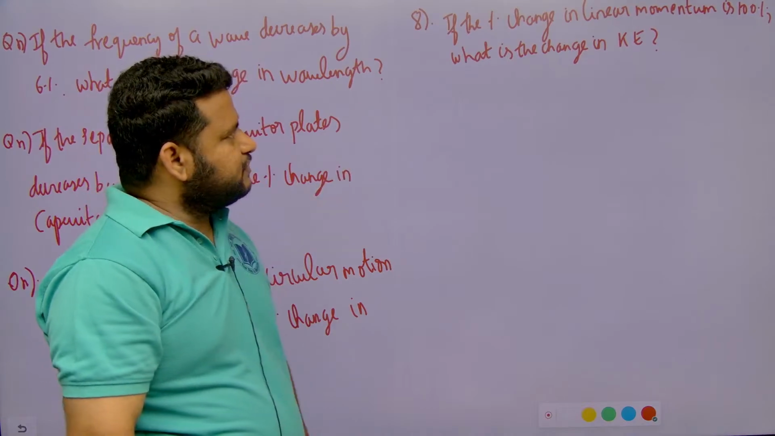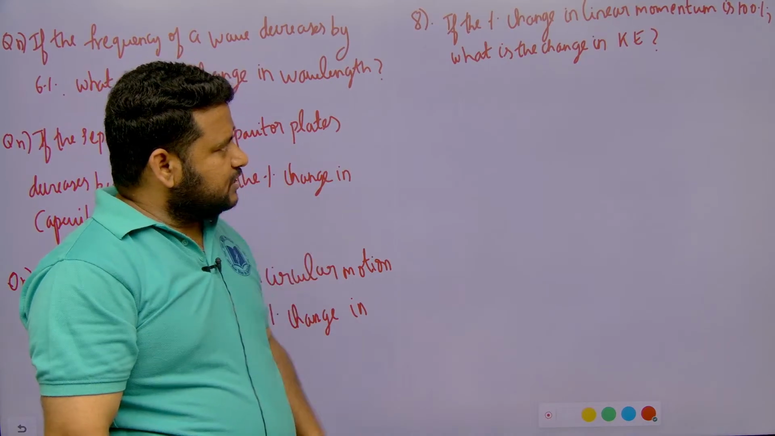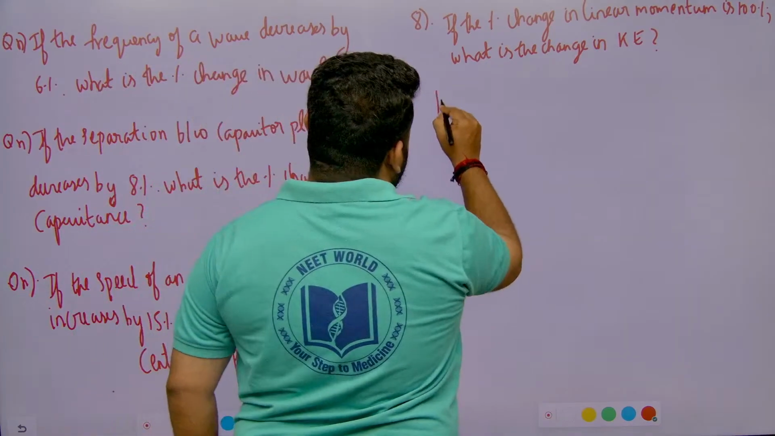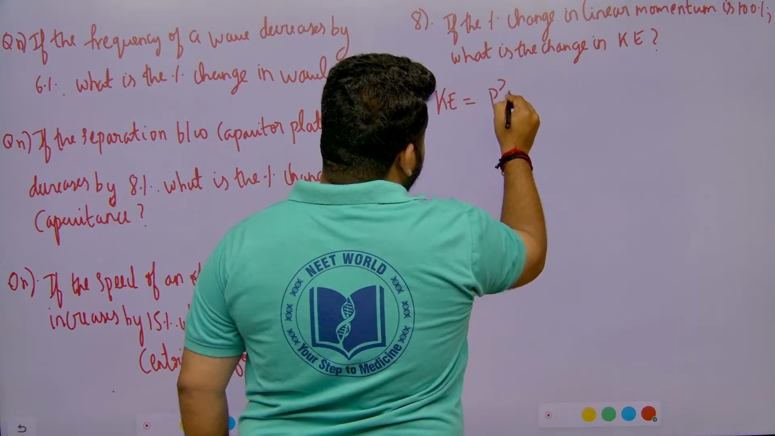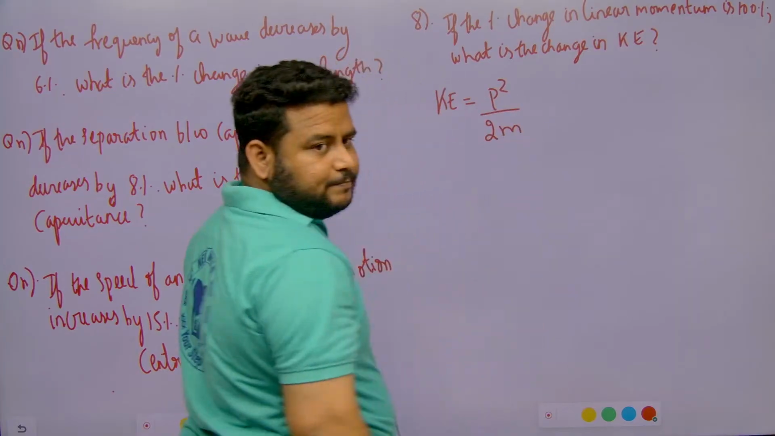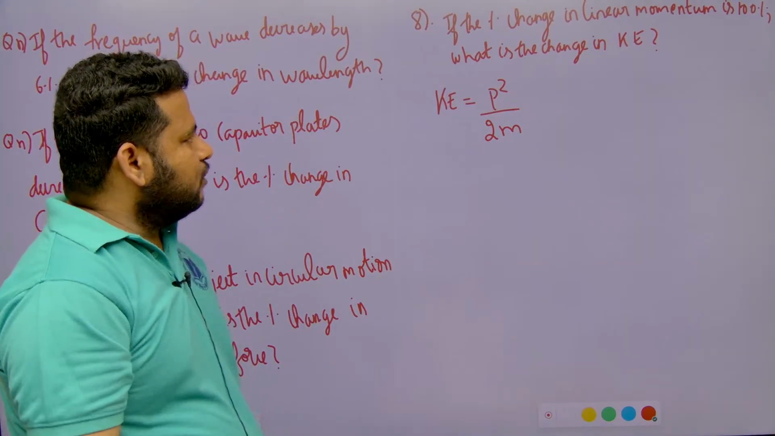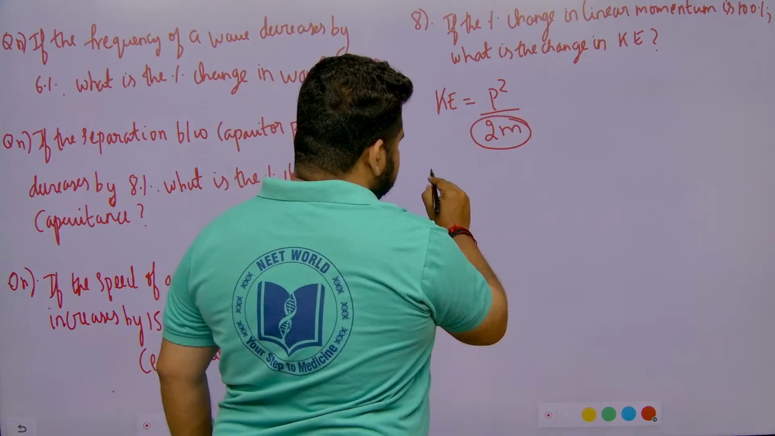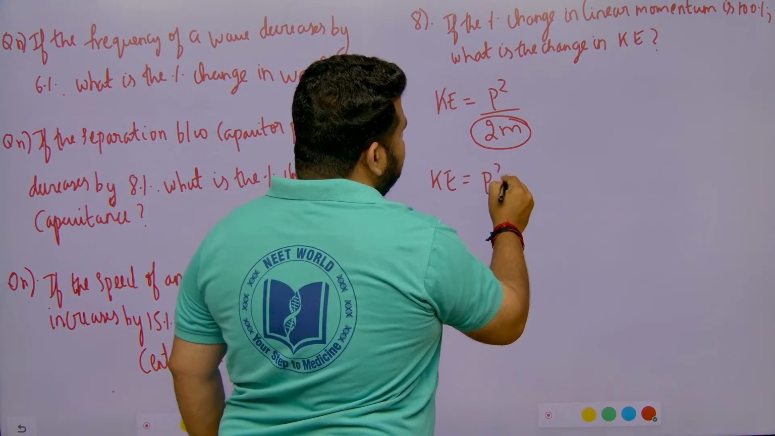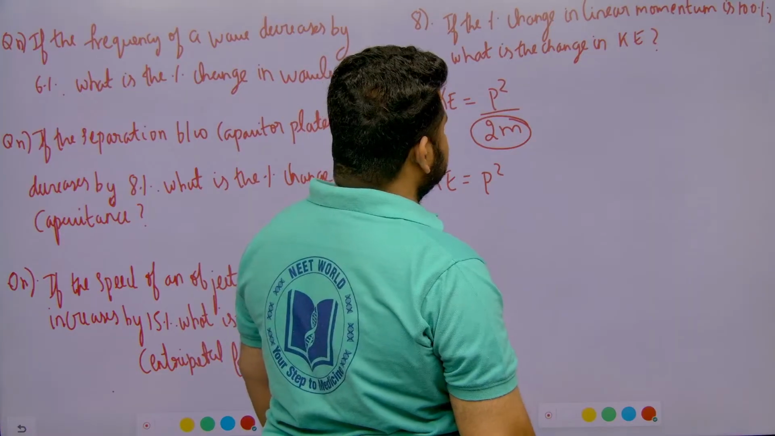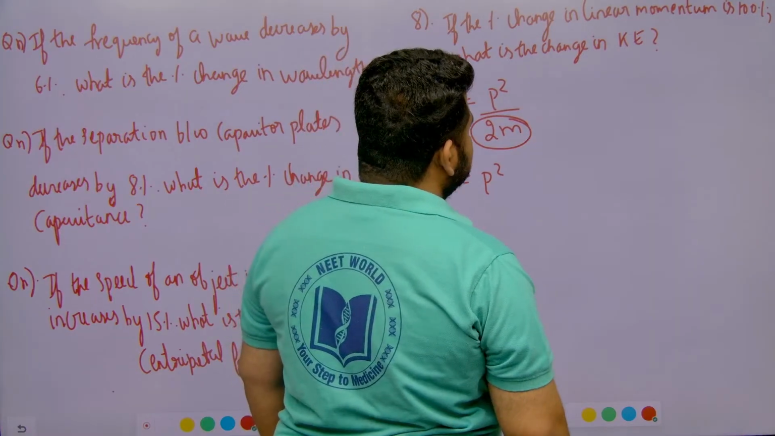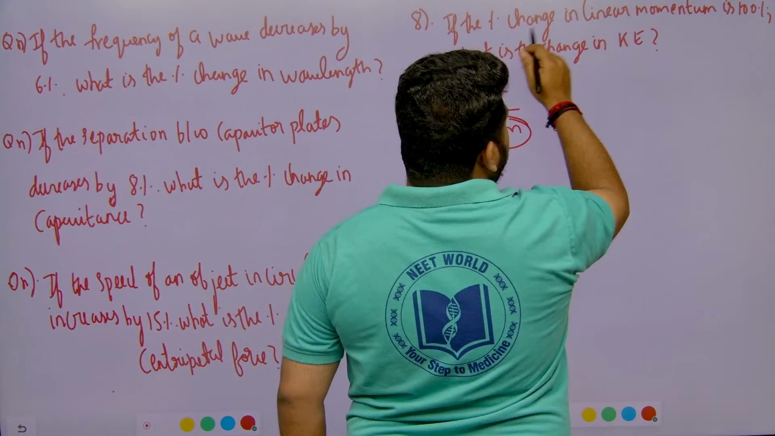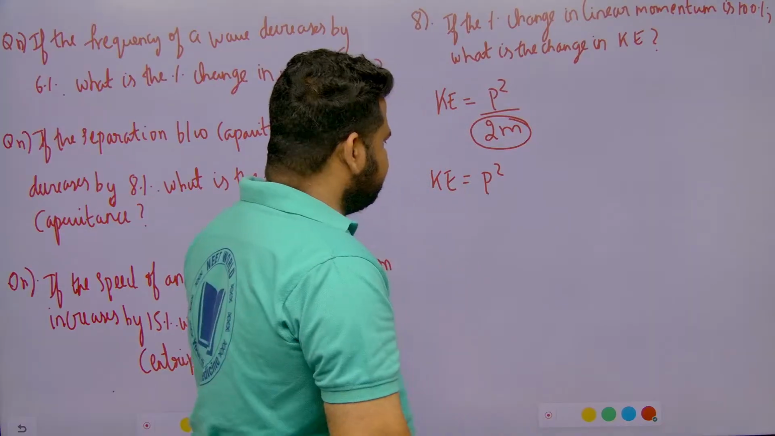If the percentage change in linear momentum is 100%, what is the percentage change in kinetic energy? For this you should know the formula: kinetic energy is equal to p square by 2m. Here 2m is constant, so I can write K is equal to p square. They have given percentage change in linear momentum, 100%. We want to find delta K by K.